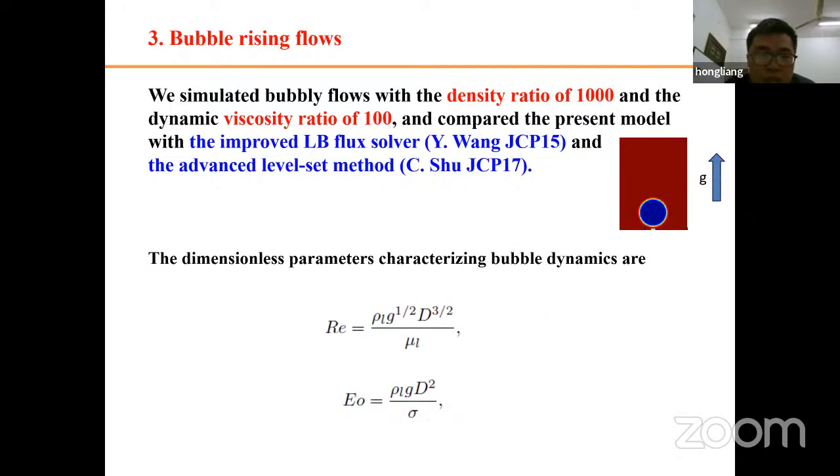The third test is the bubble rising flows. We simulate the bubble flows with a dynamic resolution of 1,000 cells and a resolution of 100, and compared our simulation results with the improved LB, the flux solver, and the advanced level set methods. The bubble can be described by two dimensionless parameters, that is the Reynolds number and the Bond number. Next.